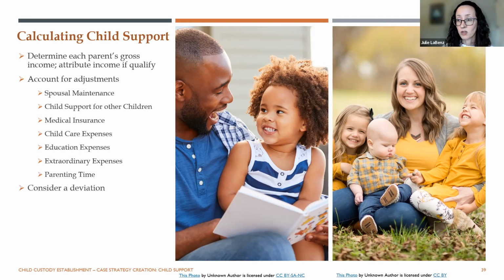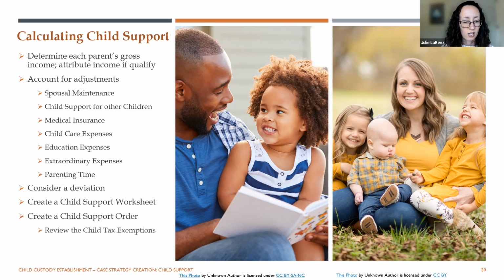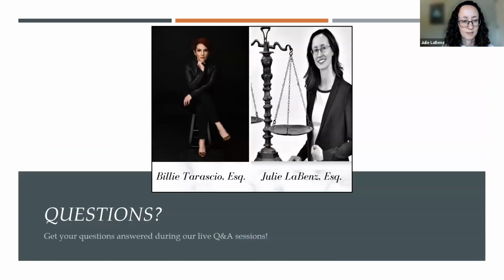You can consider whether or not you want to request to deviate from the child support amount by increasing it or decreasing it. You can create your child support worksheet, create your child support order, review the child tax exemptions, look at the percentages for dividing the unpaid or uncovered medical expenses. And then you can also create an income withholding order, all within that Excel spreadsheet.